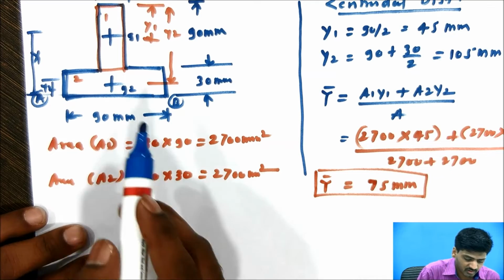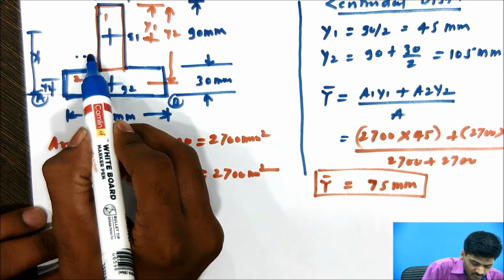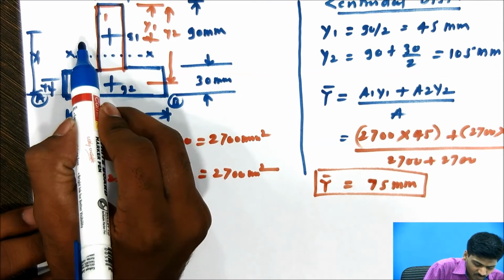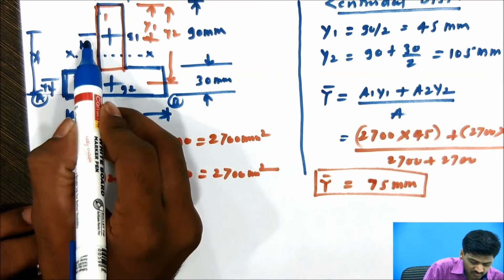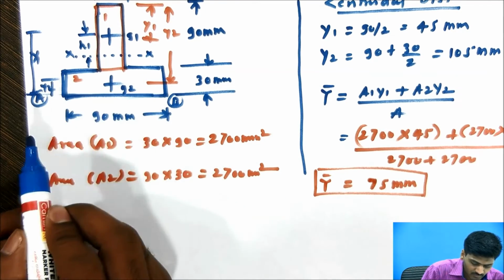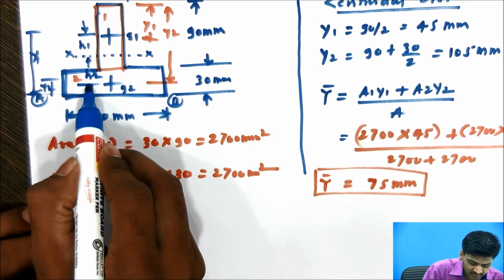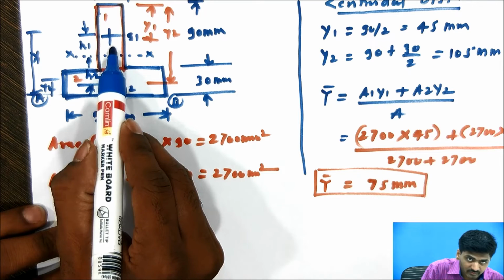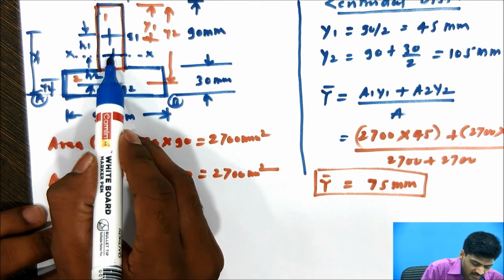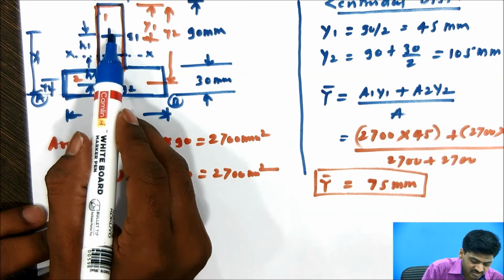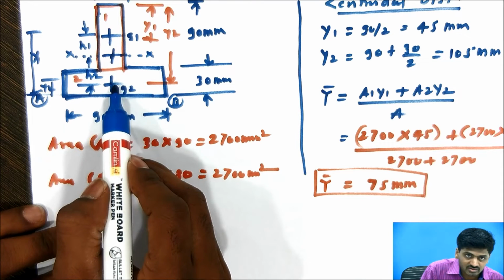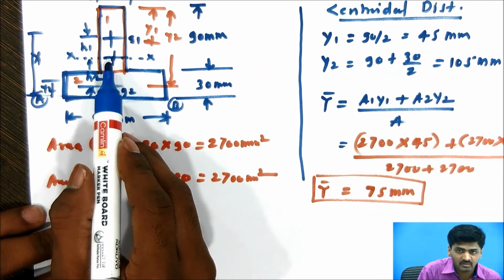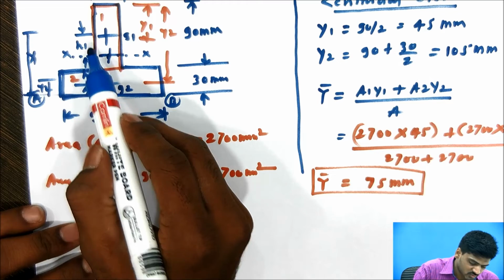H1 is nothing but, suppose if I consider your Y bar lies here from top. So this small distance, this is your H1. And from here, this is the small distance, this is nothing but your H2. Center to this particular centroid, and this centroid to the next G1, G1 to this distance, G2 to this distance. This is nothing but your capital G, that is centroid.